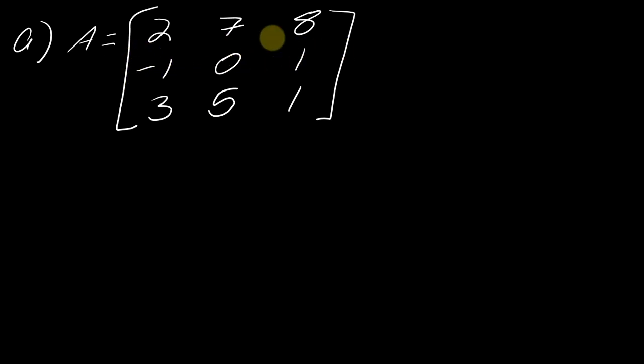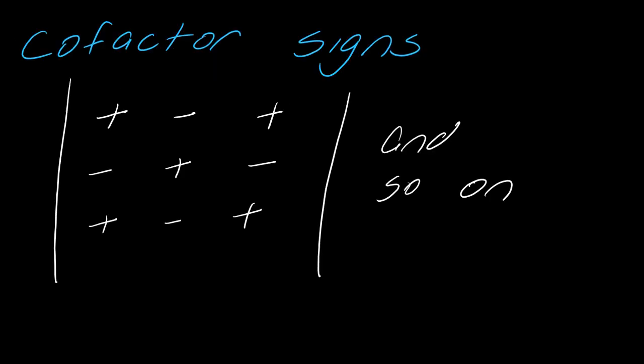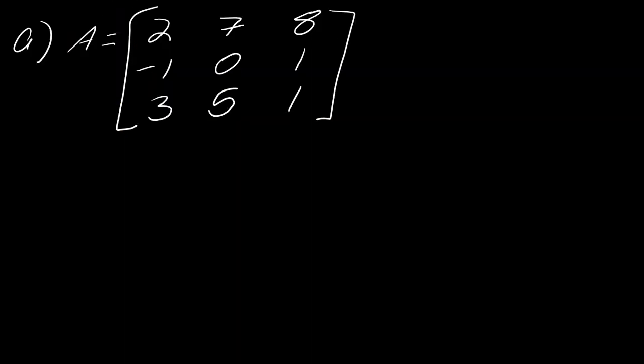And so I'm going to have to keep in mind that my cofactors are going to have these signs associated with them, okay? So let's talk about how that actually works. So I want to expand along this row. So I'm going to start with this element here. And so I'll cancel out this column and this row.